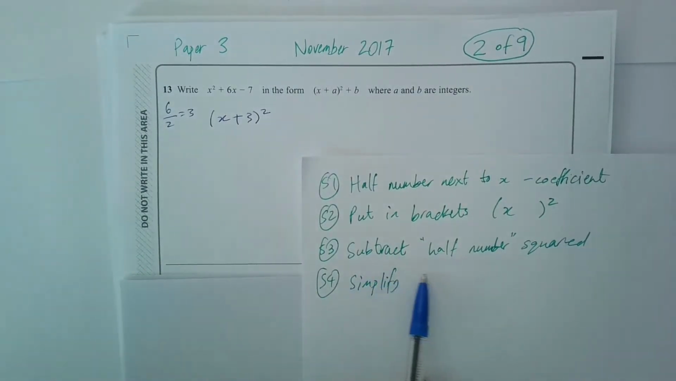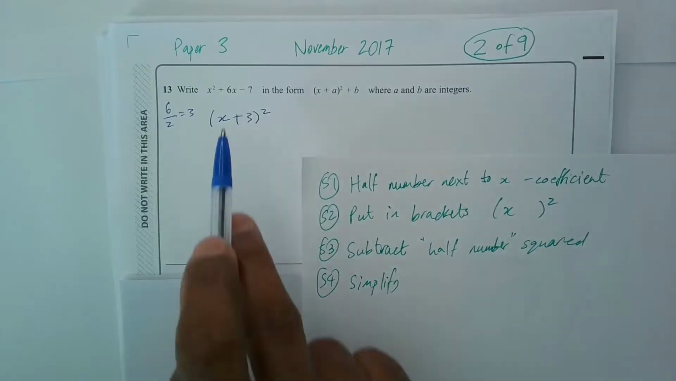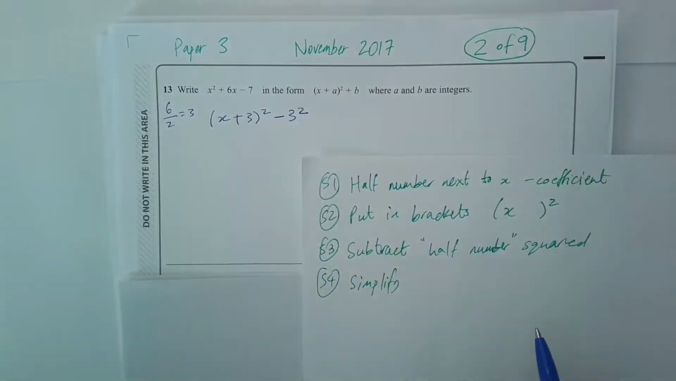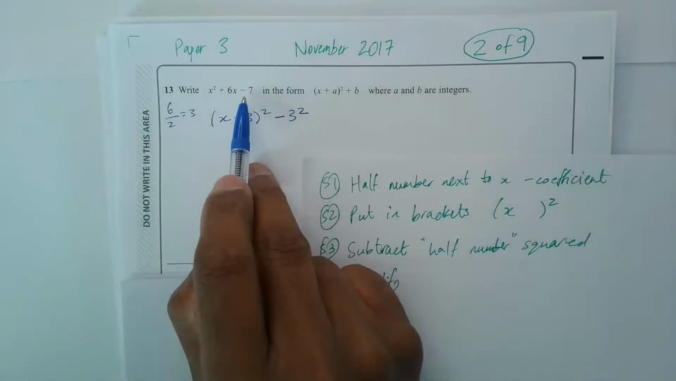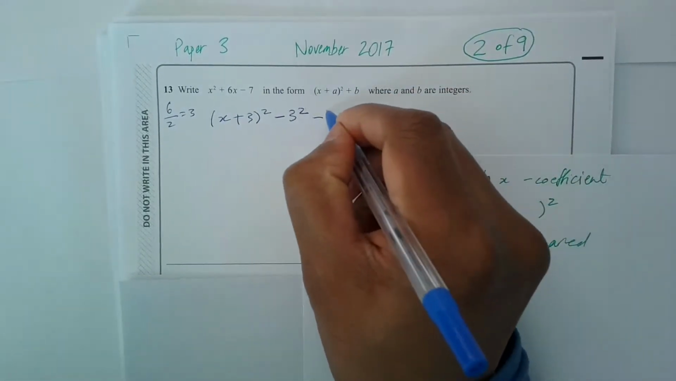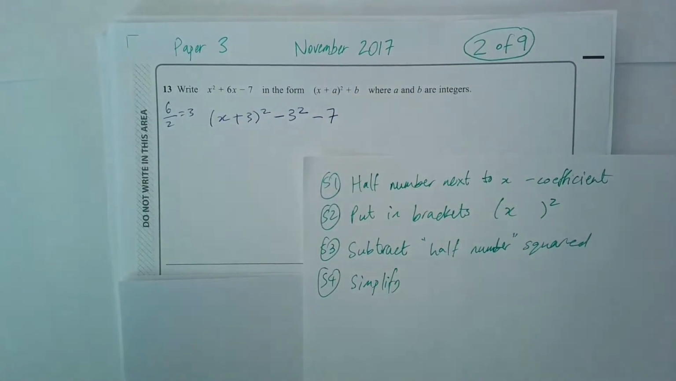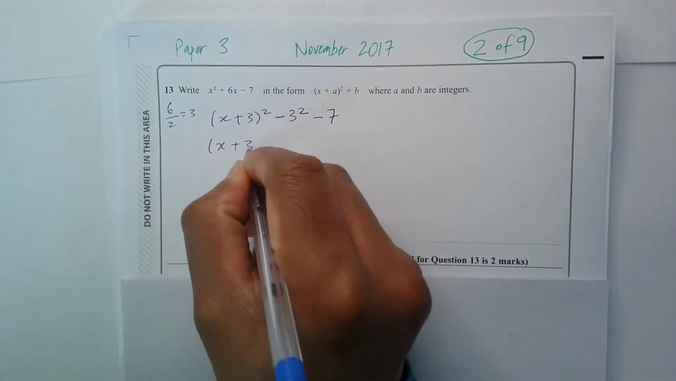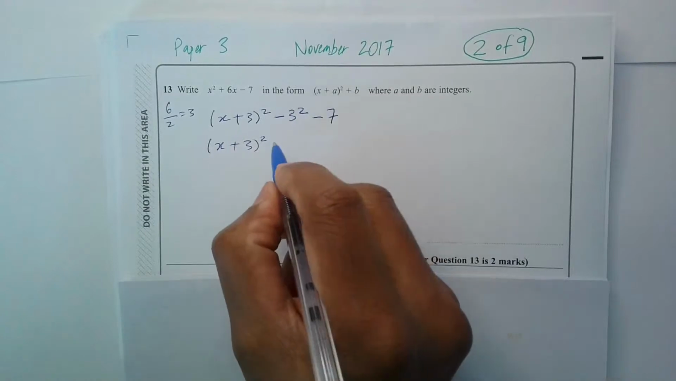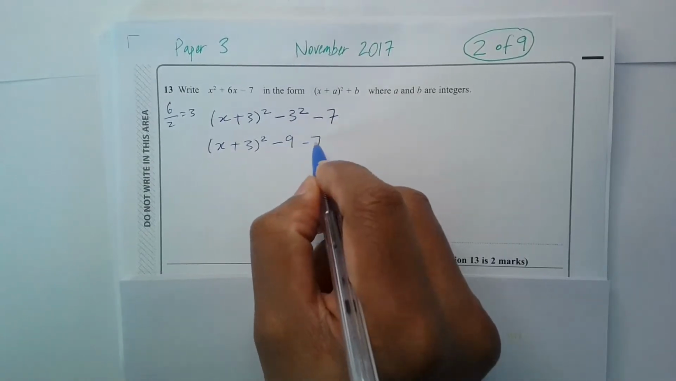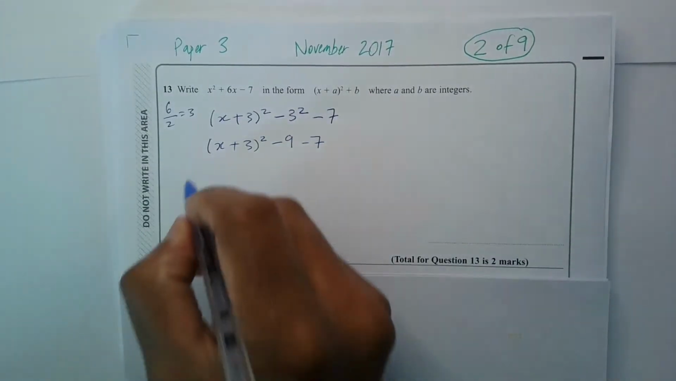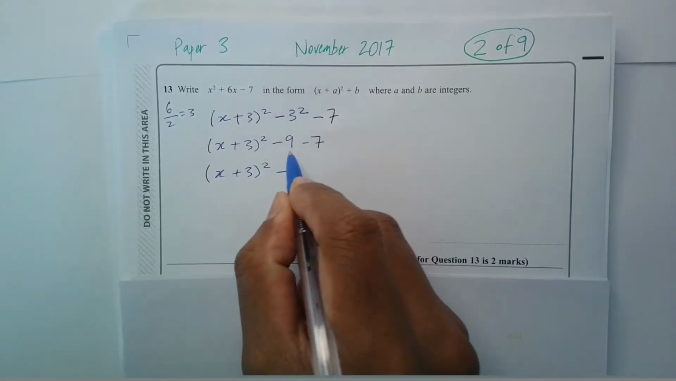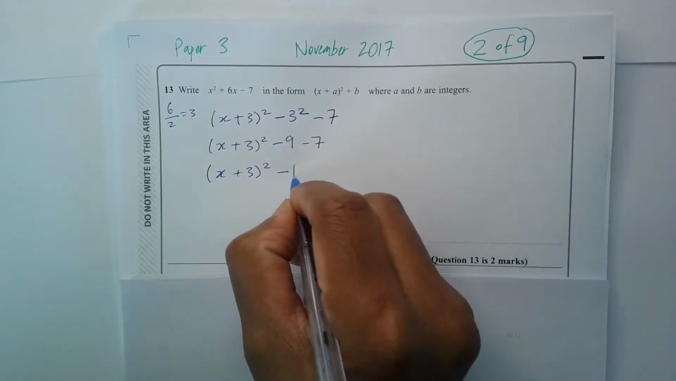Step 3 is I subtract the half number squared. So what I've just got, I subtract that, minus 3 squared. And then I just continue simplifying. So I've got minus 7 there as well. Now I can continue simplifying. So this is x plus 3 squared, take away 3 squared is 9, take away 7. And I keep simplifying: x plus 3 all squared, take away 9, take away 7 is minus 16.